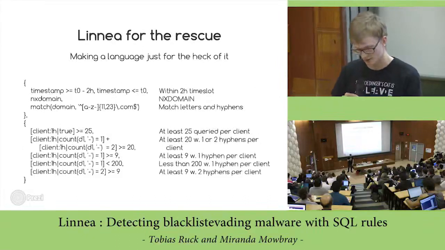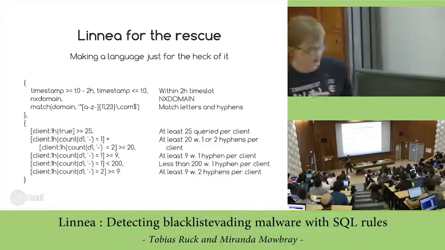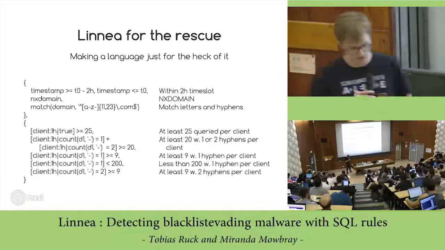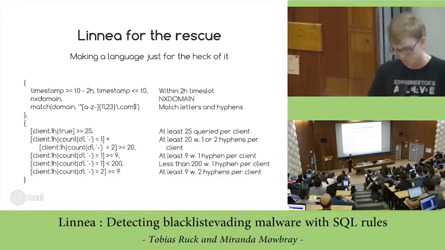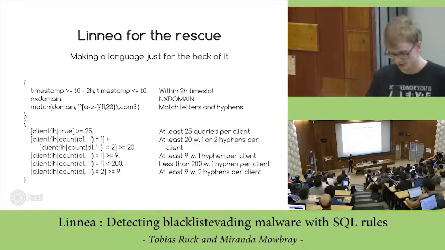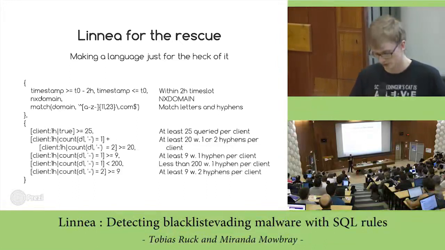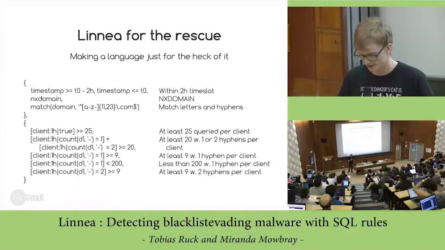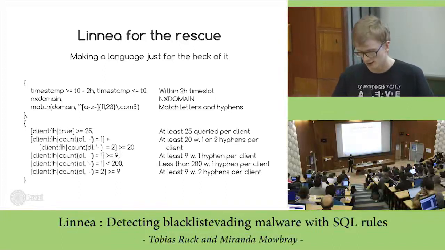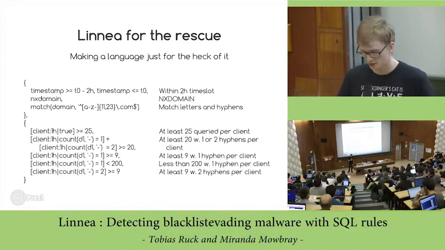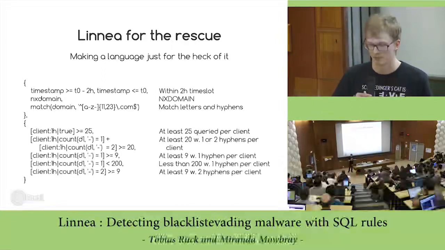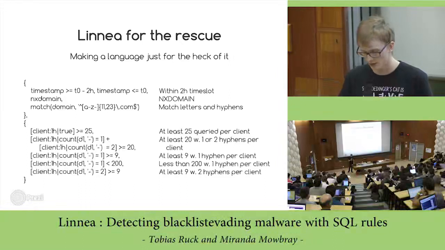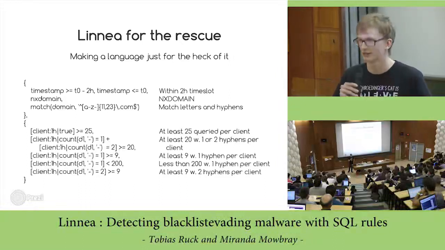So this is exactly the same query, but in a different notation. In the first block, you can see that we limit our time frame to 2 hours. We select only those that are non-resolving, that's NX domains. And then we match only those that have letters and hyphens with a length of 11 to 23 before the suffix .com.